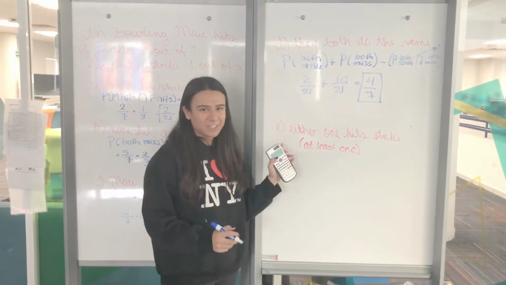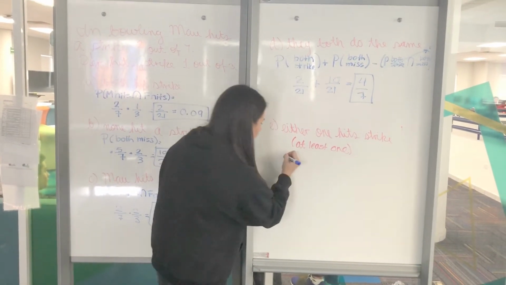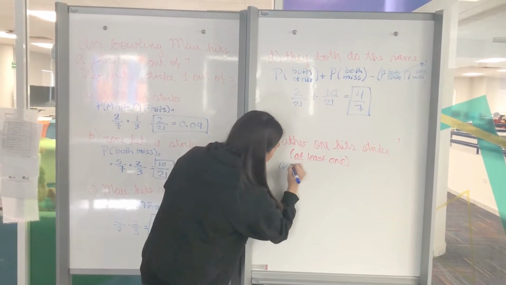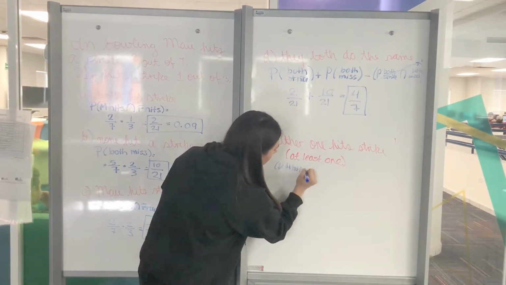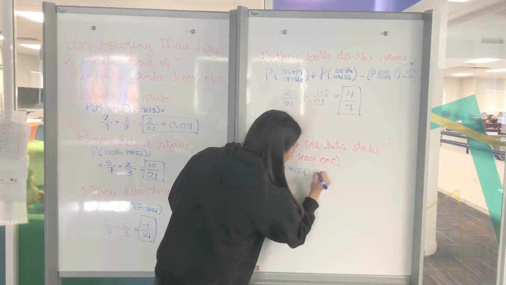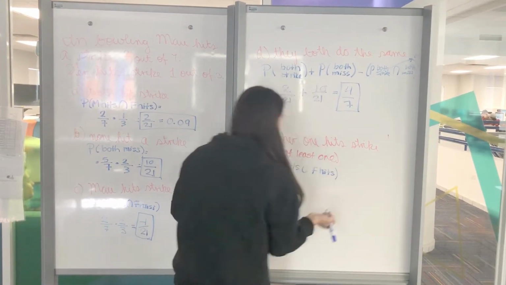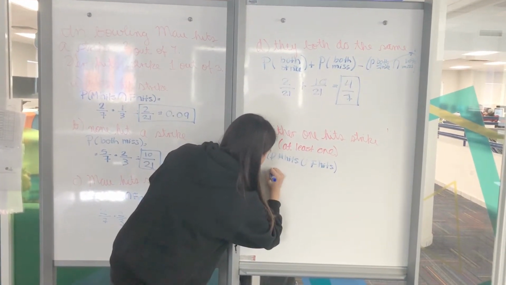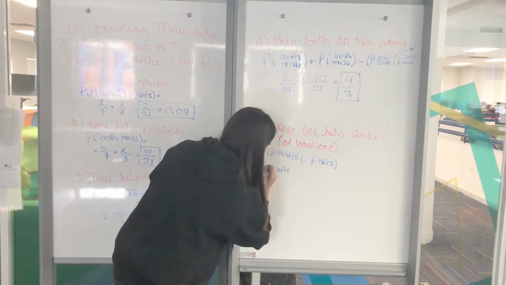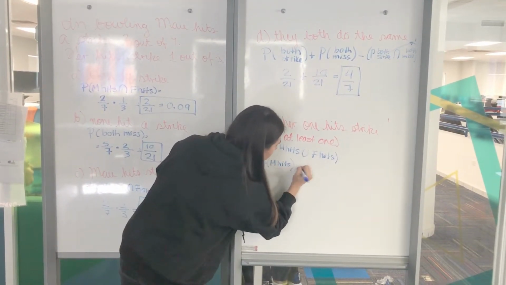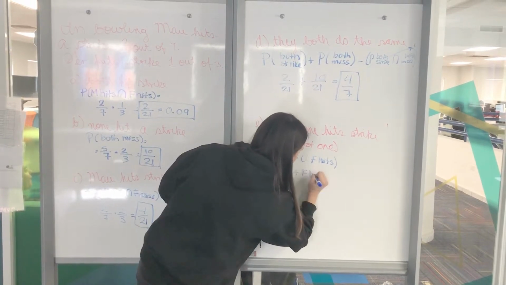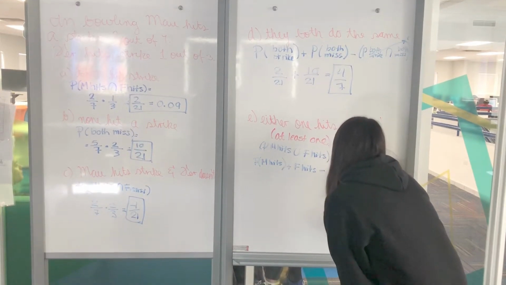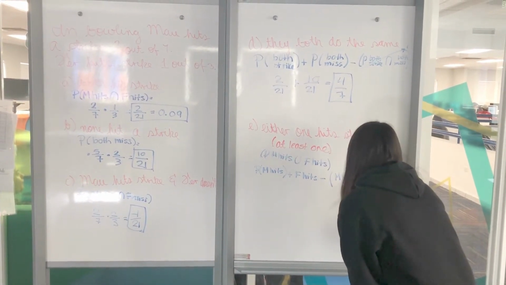For the last problem, letter E, we have that either one hits strike, or at least one hits. So we're gonna put probability of Mauricio hits or of Fernanda hits. And then we're gonna use the same formula as the other problem. So it's probability of Mauricio hits plus probability of Fernanda hits minus the probability of Mauricio hits and Fernanda hits.